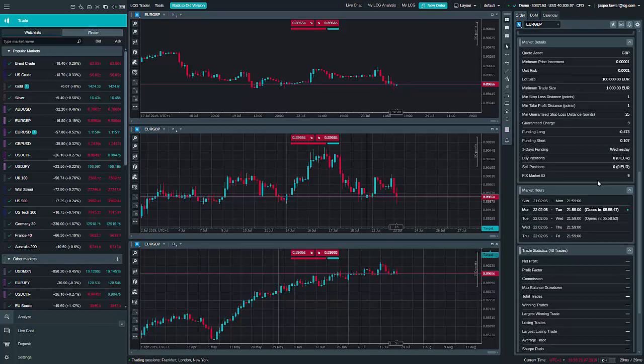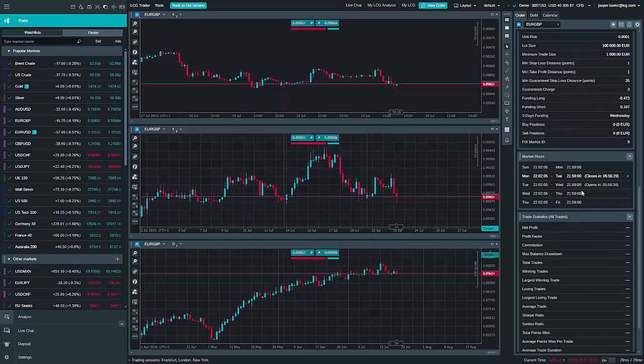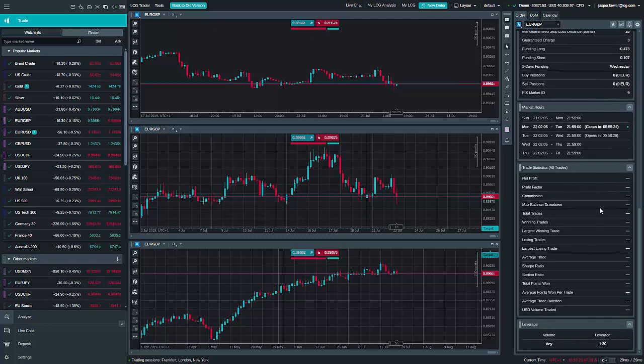And various other positions. For example, if you do have some positions in the market, it tells you what those are. The market hours, obviously no point in trading a market when it's closed. Luckily in the case of Forex, you can see here that it's pretty much 24 hours a day, Sunday through Friday. This would be the trade statistics based on all your trades, and you can see here the leverage of 1 to 30 in this euro sterling pair on this particular CFD account.